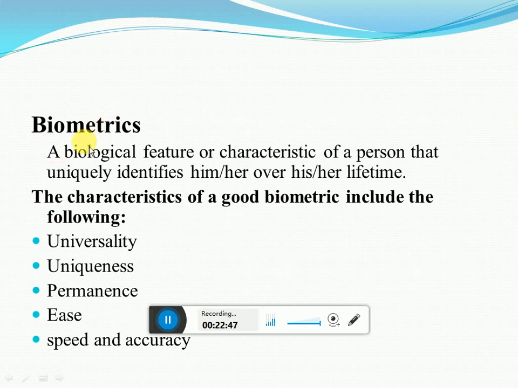Now we'll discuss biometrics. A biometric is a biological feature or characteristic of a person that uniquely identifies him or her over his or her lifetime. Common forms of biometric identification include face recognition, voice recognition, manual signatures, and fingerprints. More recently, patterns in the iris of the human eye and DNA have been used.